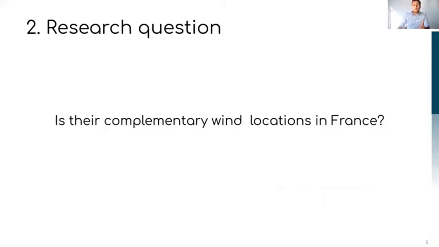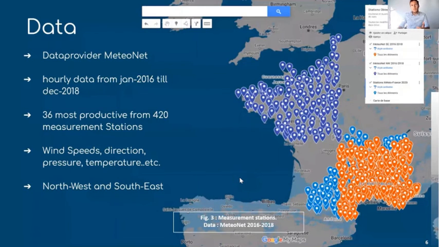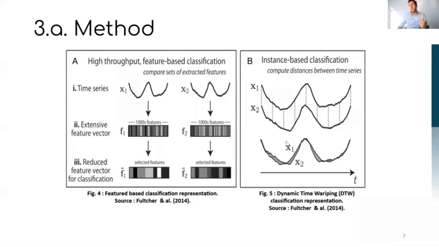To do so, we collected hourly wind speed data from 2016 until 2018 for 420 stations, but we only took the most productive ones, that is 36. Then we used two methods. First, we considered a feature-based classifier, which allows us to translate a time series as one entity instead of several thousand points. And second, on the other hand, we used instant-based classifiers, which measure difference of time series and cluster them according to their shape.